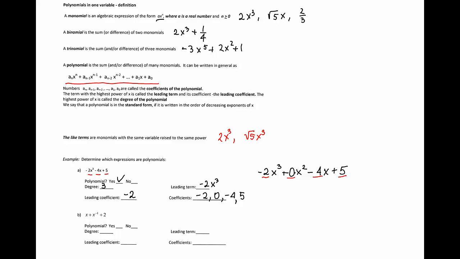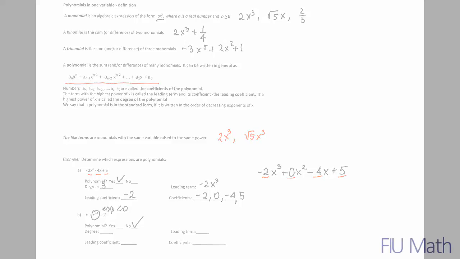Okay, as for the second expression, is this a polynomial? We can see that the second term right here contains the variable x to the power negative 1. The exponent here is less than 0, and this is not allowed in a polynomial, therefore this expression is not a polynomial.